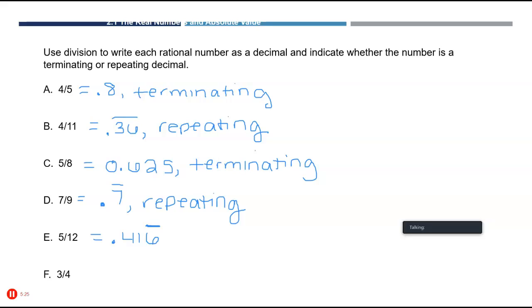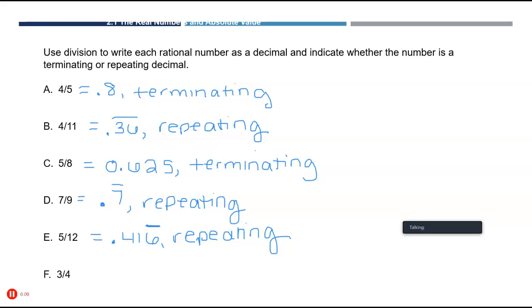So this is actually a repeating decimal. And when you put the repeating bar, you only put it over the 6. So the repeating bar does not go on the 4 or the 1. It would be 0.416 repeating. Okay?